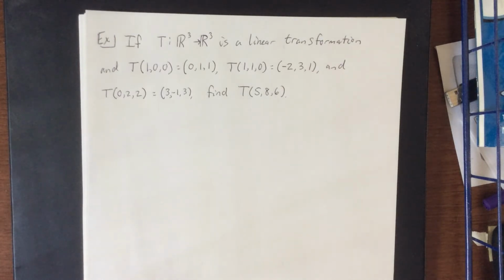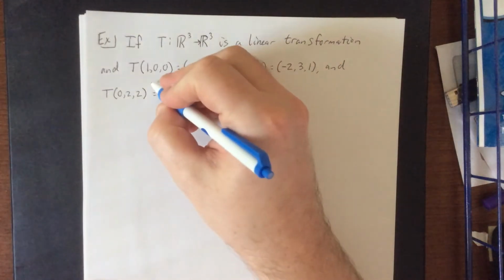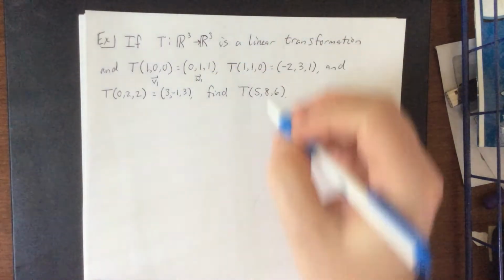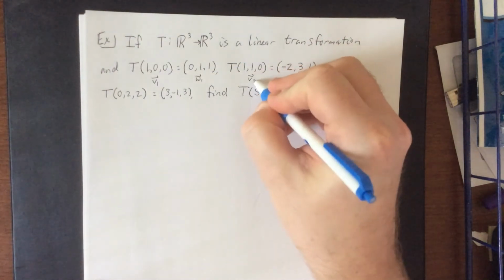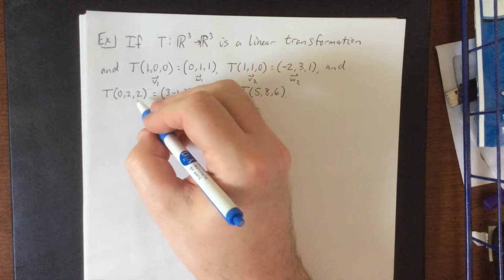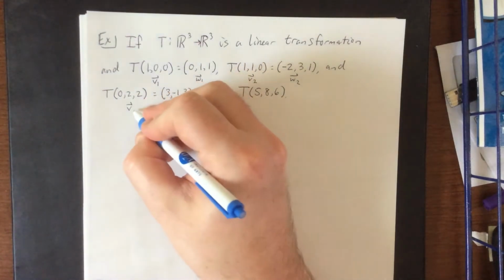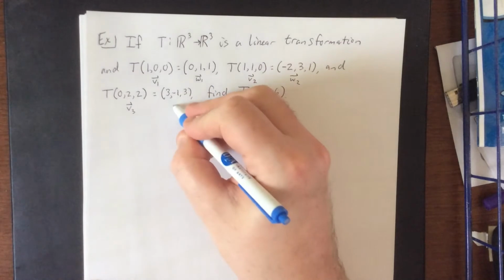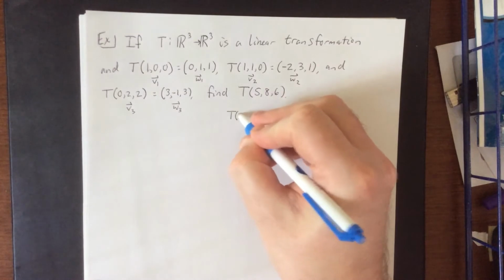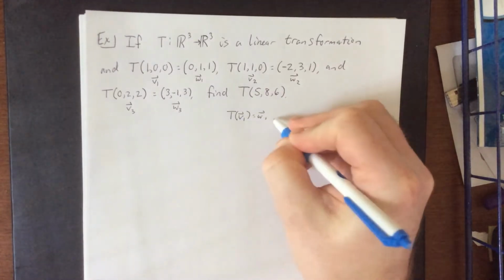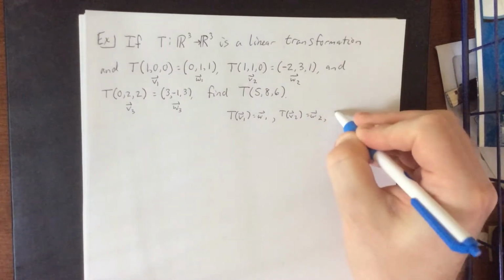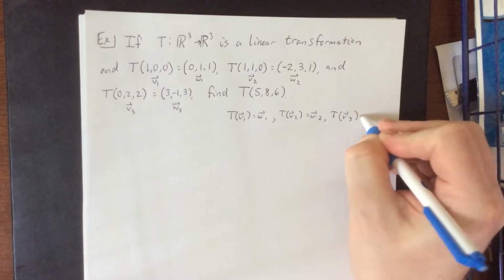So with that in mind, first thing I'd like to do is just do a little bit of labeling. 1, 0, 0, we're going to label it as V1. Its image will be W1. 1, 1, 0, we're going to refer to that as V2. Its image we refer to as W2. And finally, we're going to refer to 0, 2, 2 as vector V3 and 3, -1, 3 as vector W3. That way we can abbreviate this to be simply T of V1 is equal to W1, T of V2 is equal to W2, and T of V3 is equal to W3.